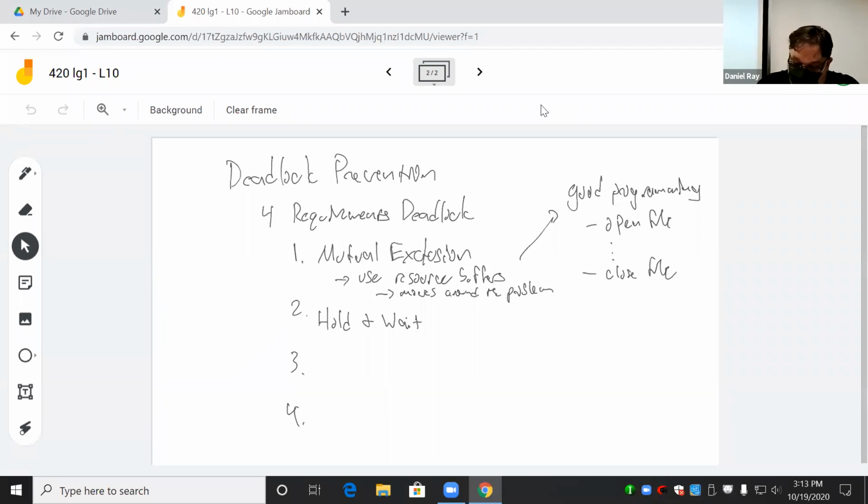Well, it could be that we just force all processes to request all needed resources up front, right, at the beginning. And they're going to request all the resources up front. That's one approach. What's wrong with that approach? Is that going to work?